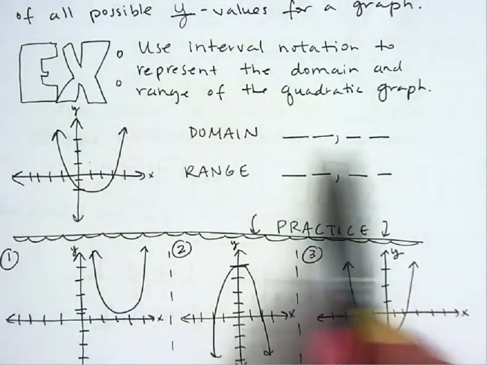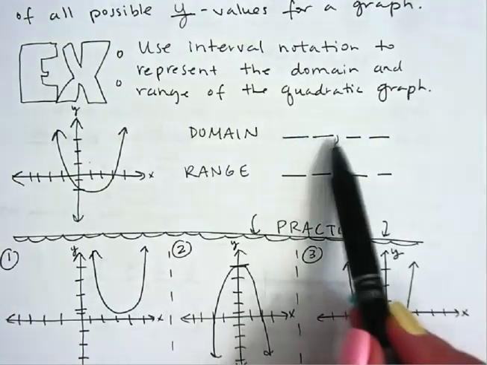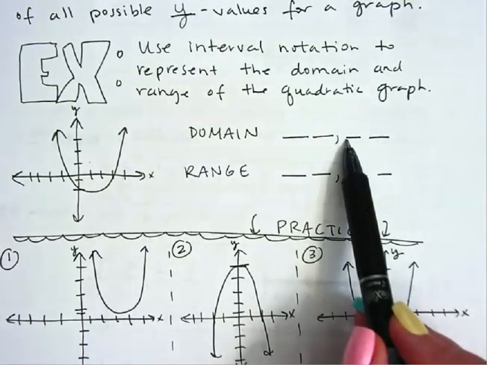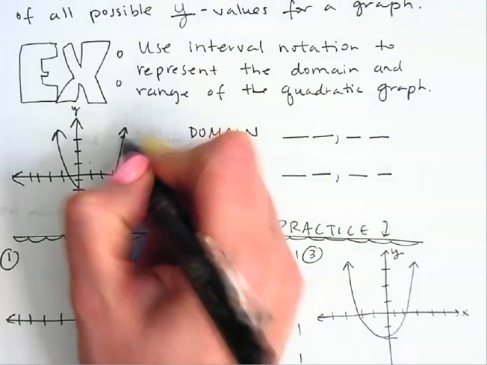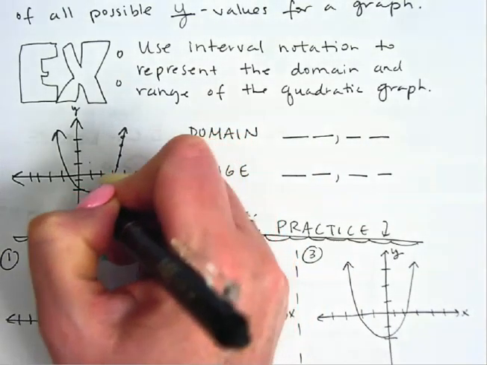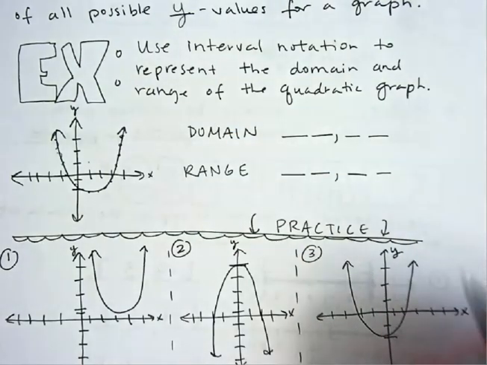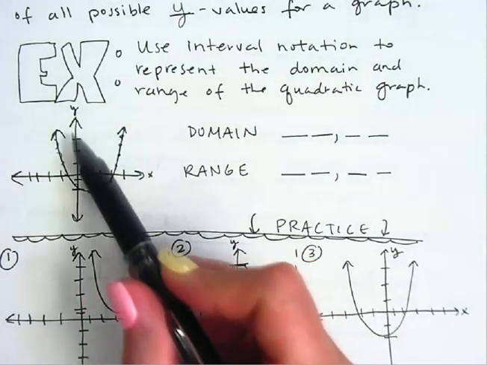So here's our four-piece setup. We're going to have parentheses or brackets at the ends, and then we're going to have the lowest value of the domain here and the highest value of the domain here. And the domain is all the x values, meaning if you took every point that you could find on this graph and listed out the x's, that's your domain. So we want the smallest x value of any point on here and the largest one.